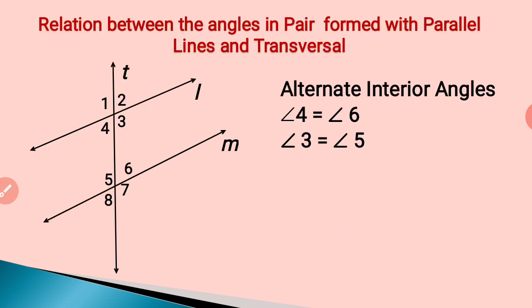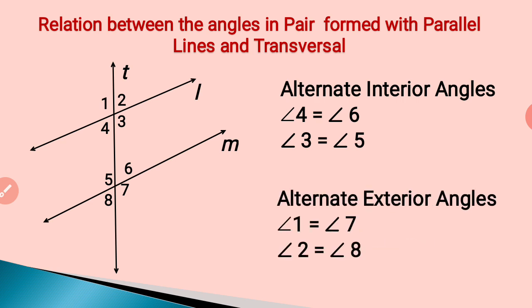Here we have named them. As we know, the alternate interior angles will be equal if the lines are parallel. So we can say that 4 equals 6, 3 equals 5. The same is true for the exterior angles also. 1 equals 7, 2 equals 8.